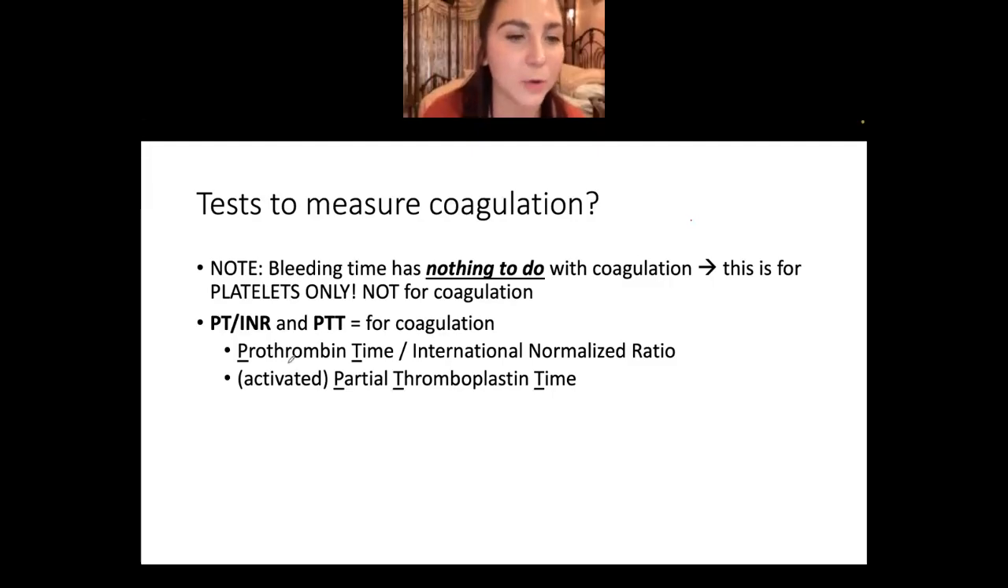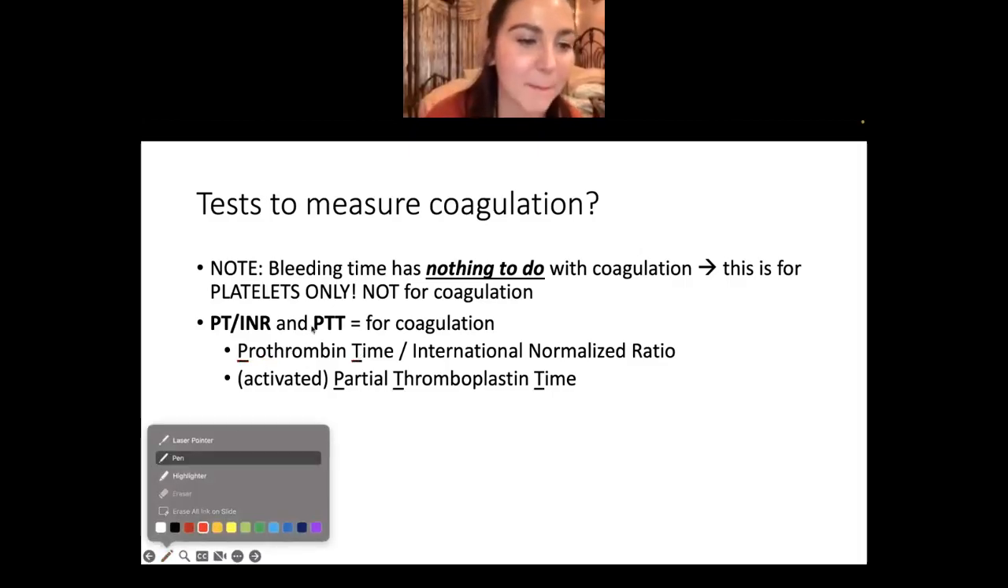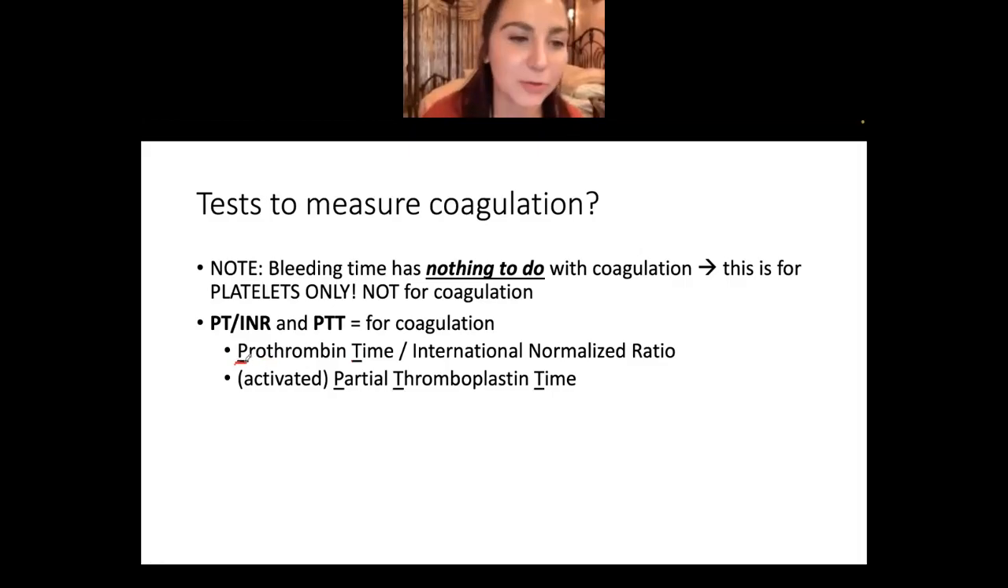So your PT stands for prothrombin time. Another thing I want to point out is some people just not memorize, but they learn PT, and then when they're doing questions and they read prothrombin time, they think this is PTT. And then they get all sorts of messed up. So just really try to remember that PT is prothrombin time. So here's the P, here's the T.